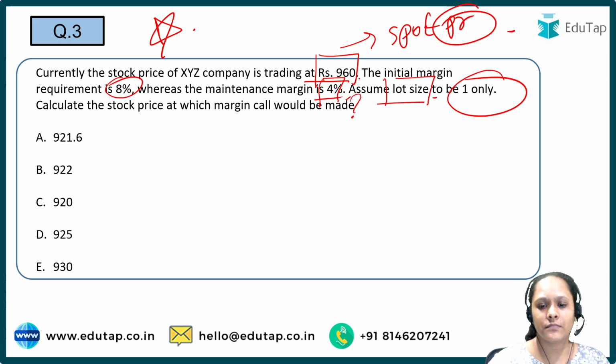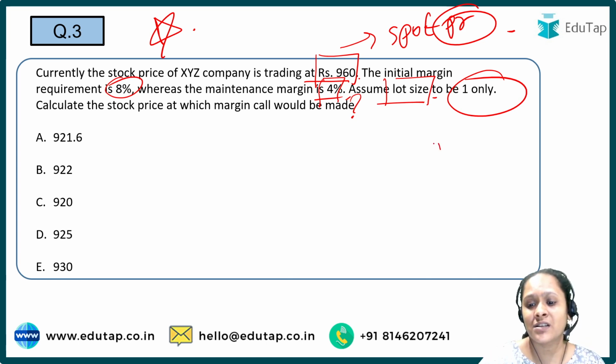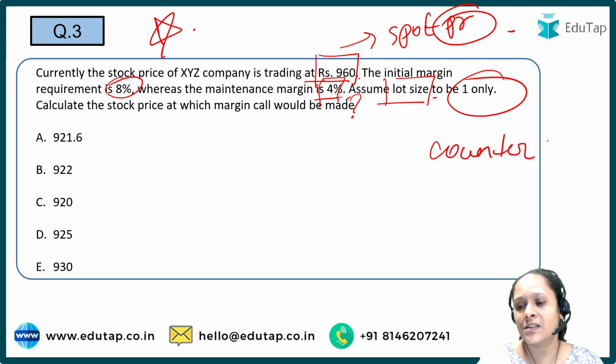ठीक है, सबसे पहले समझते हैं. This is an example. This question is based on a future contract. So what did I tell you? The biggest difference between future and forward, कि futures are not customized. The exchange, that is, or the clearing house decides the various factors like the price, the quantity, the expiry date, and this highly reduces the counterparty risk. कौन सा risk? Counterparty risk.